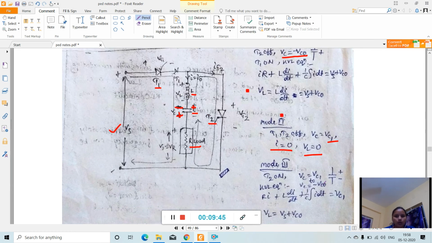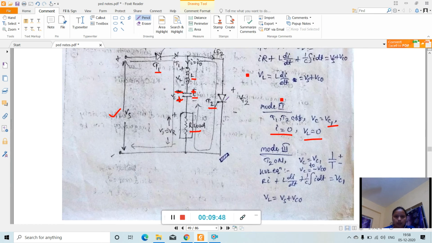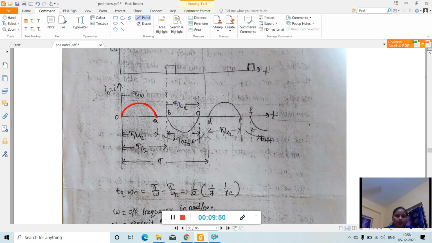And what happens in mode 2? In mode 2, see the waveform. This is mode 1, this is mode 2. In this mode 2, this is your T off time. This time is represented by T off. Okay, so this AB time will elapse to make the thyristor T1 shift from reverse blocking mode to forward blocking mode.